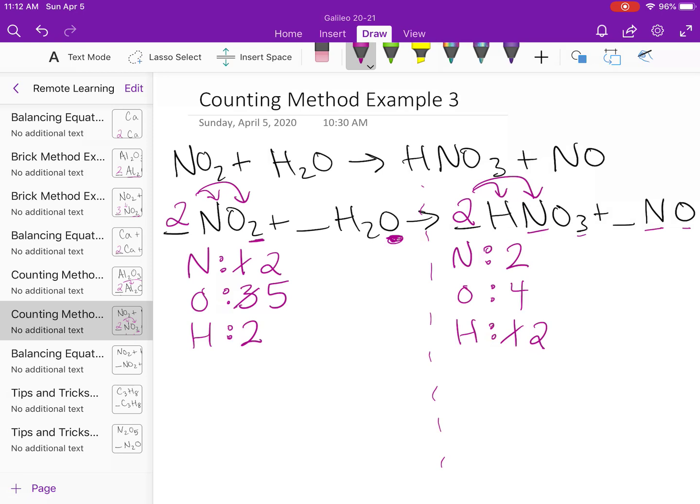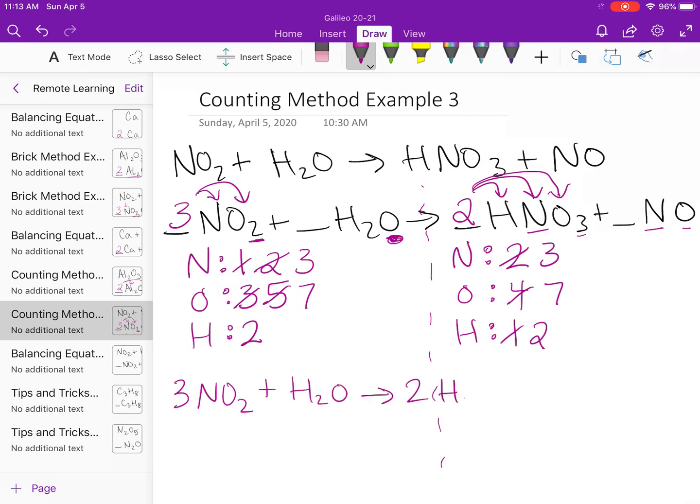Okay, that's also going to change my nitrogen. Now I have 2 plus 1, 3 nitrogens. Now I have 6 plus 1, 7 oxygens. Let's go back and fix our nitrogens before we deal with the oxygen, because that's easy. All I have to do is change this 2 over here to a 3. Now I actually have 3 nitrogens, and I have 3 times 2, which is 6, plus 1, 7 oxygens. Perfect. That balanced the oxygens for us as well. 3 and 3, 7 and 7. So the final balanced equation is 3 NO2 plus H2O becomes 2 HNO3 plus NO.